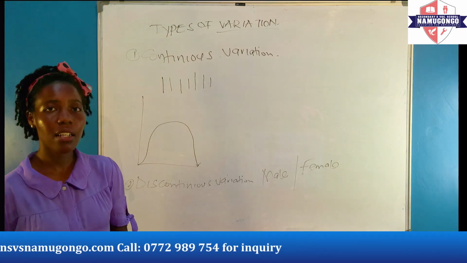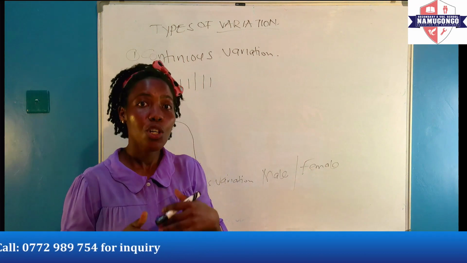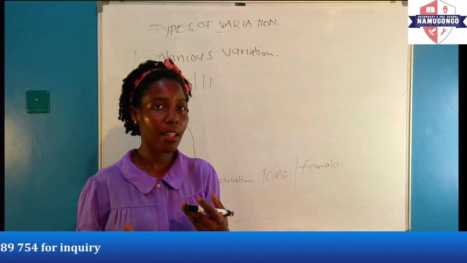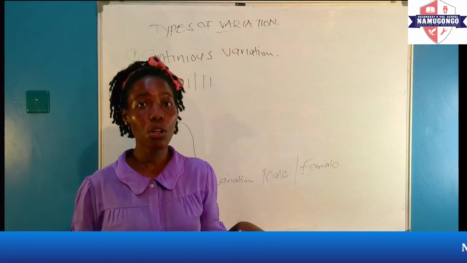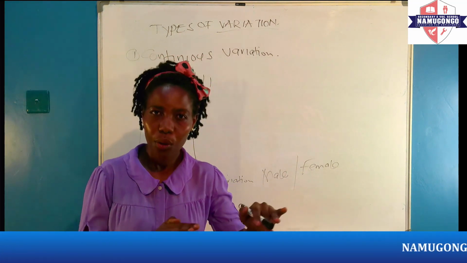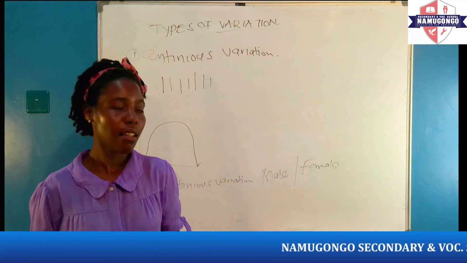Another example I can give you is tongue rolling. Someone is able to roll the tongue. I hope you know that. Someone is able to roll the tongue. You either can or you cannot, completely. There are no intermediates between these variations.